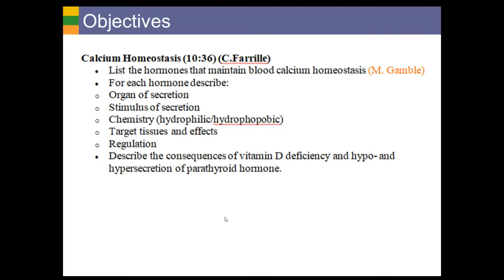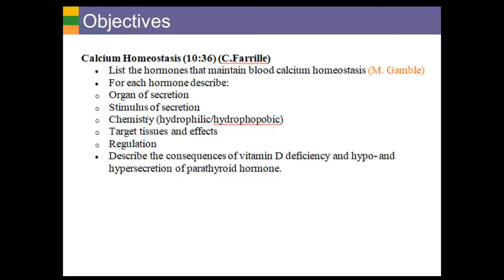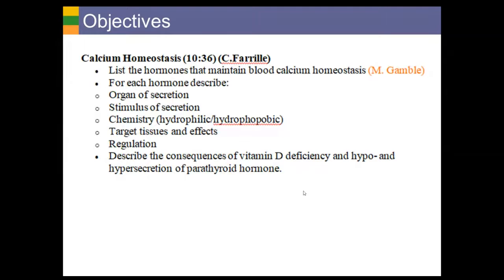Also, if you remember, most of the calcium in your body is found in your skeletal system. So if you're not getting sufficient amounts of calcium in your diet, your body's going to take that calcium off your bones to maintain blood calcium levels. And the way it does that is through hormones. The learning objective here lists the hormones that maintain blood calcium homeostasis. Those two hormones are parathyroid hormone and calcitonin, but we'll also talk about these other aspects of them as well, and also vitamin D.